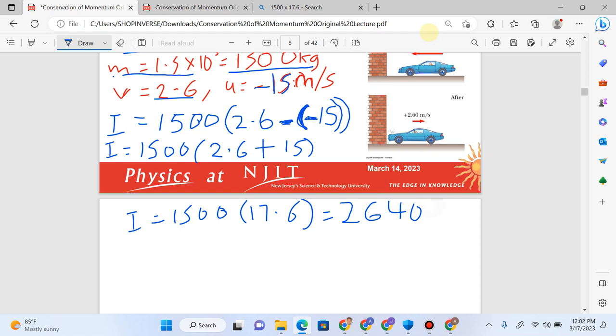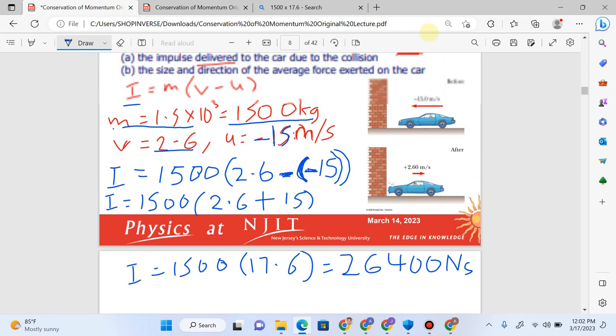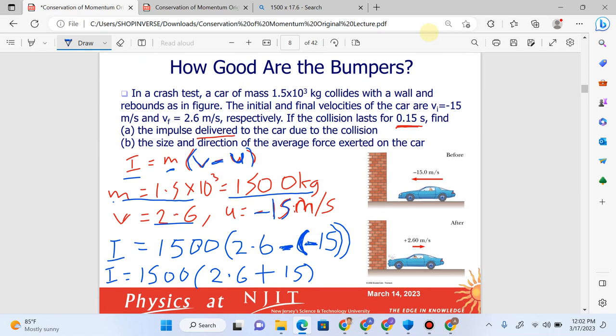26,400. What's the SI unit of impulse? Impulse is measured in Newton seconds. There's another part of the question. Question B says you are to find the size and direction of the average force exerted on the car.